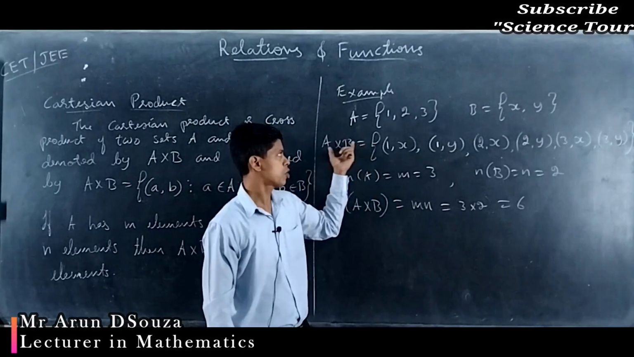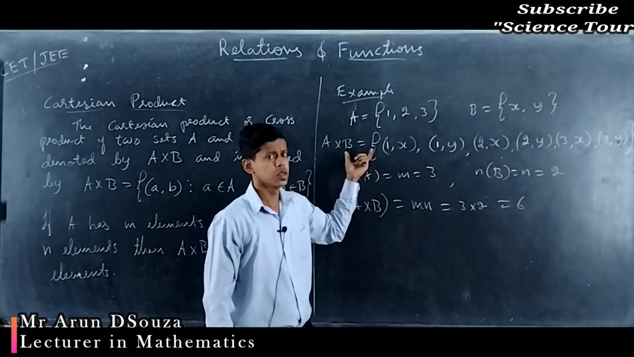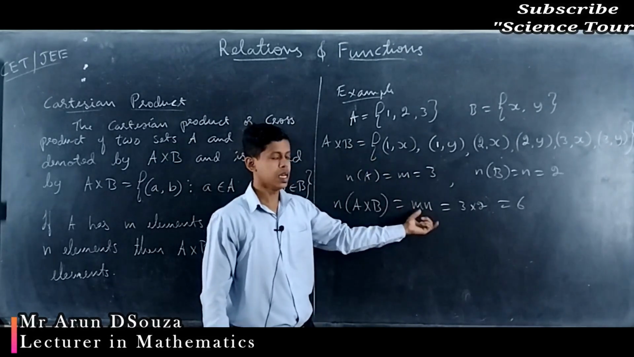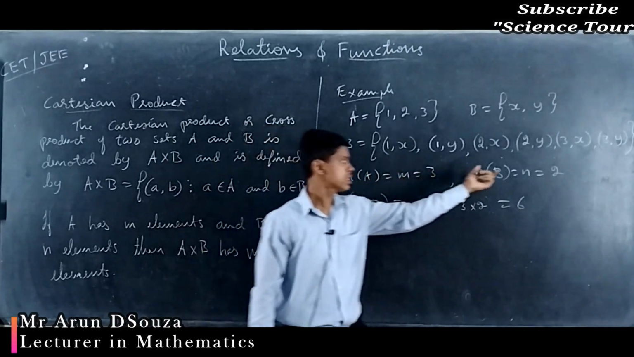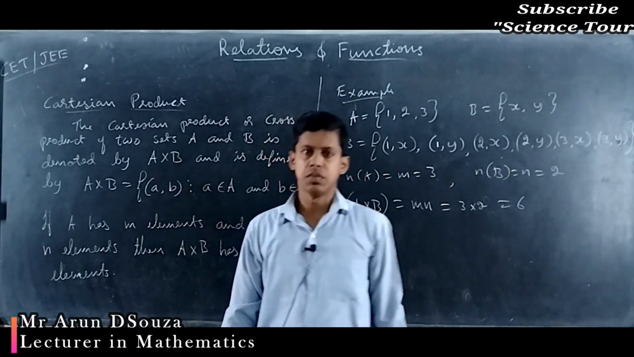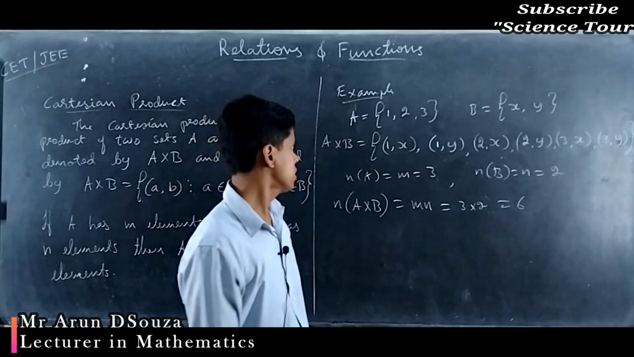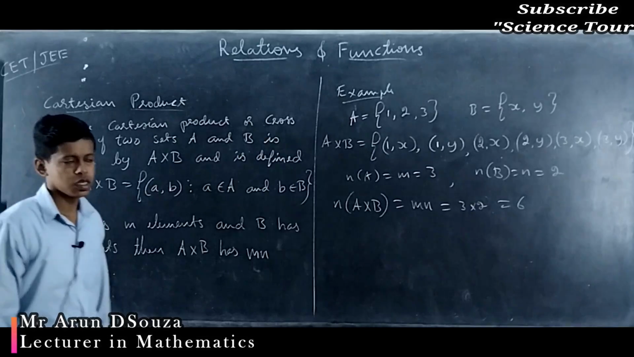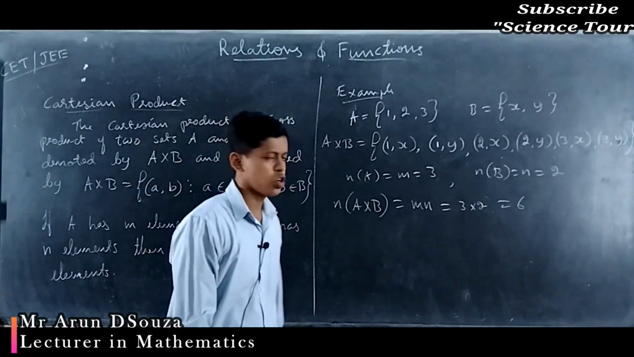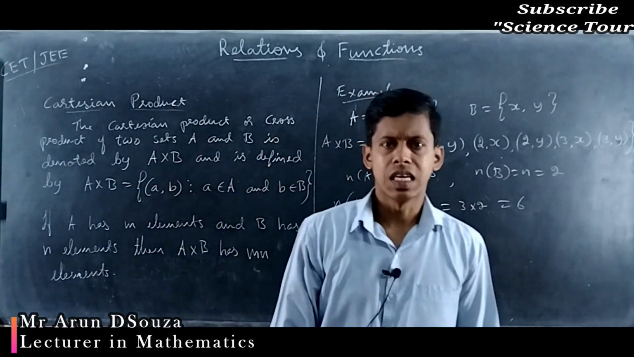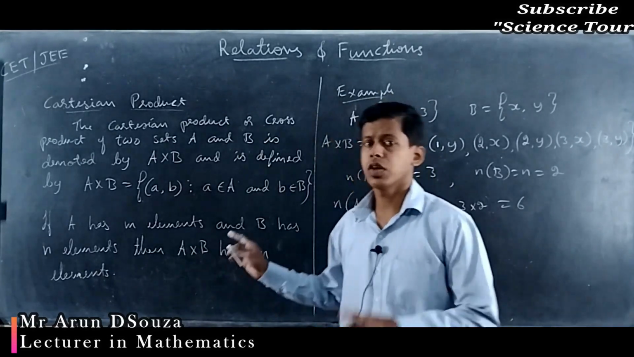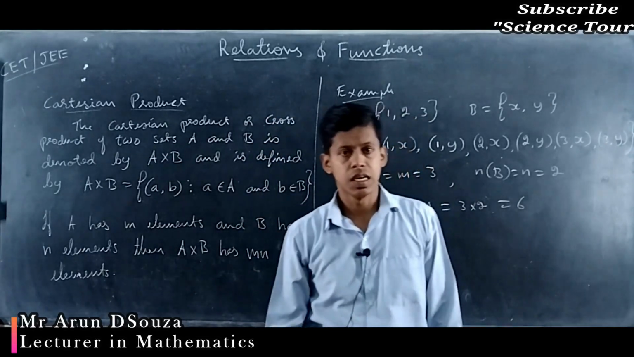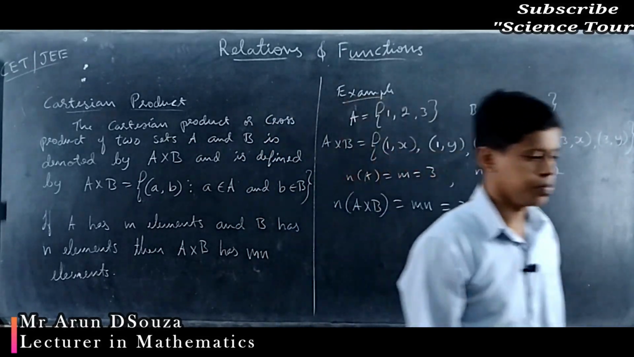That is a simple thing to understand. When you have the cross product, how many elements will it have? It will have mn elements if A has m elements and B has n elements. So that is just the introduction of this Cartesian product. Next we will solve a few examples, first with the Cartesian product, and then we will start to understand what relations are.